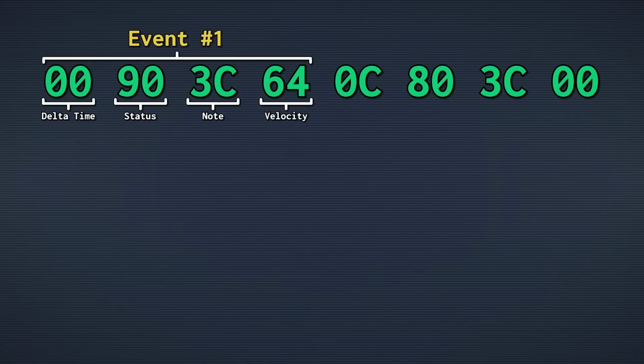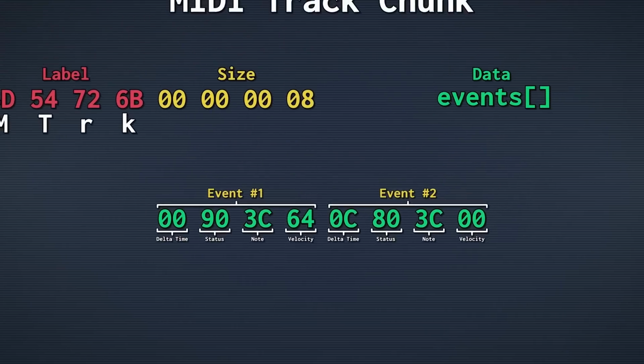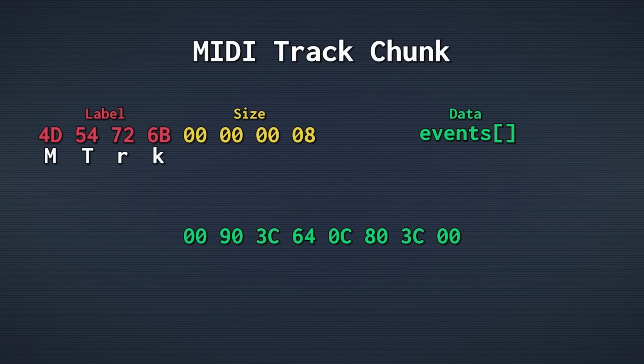As there are still bytes left, however, another event must be following. Again, we begin by reading the delta time. It is 0C, so that means 12 ticks have passed. The status is 80, indicating a note off event at channel index 0. And our note is middle C again, with a velocity value of 0. This makes up our second event. Now that no bytes are left, we know that all events have been read. Back to our track chunk, the whole thing would look like this.